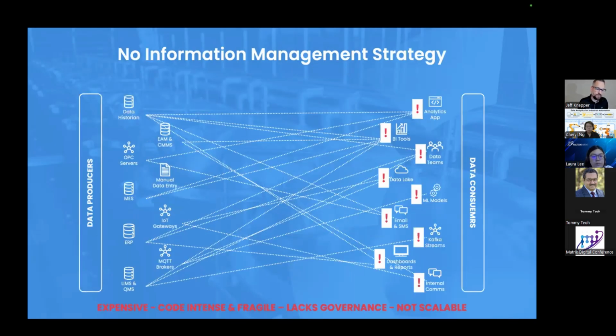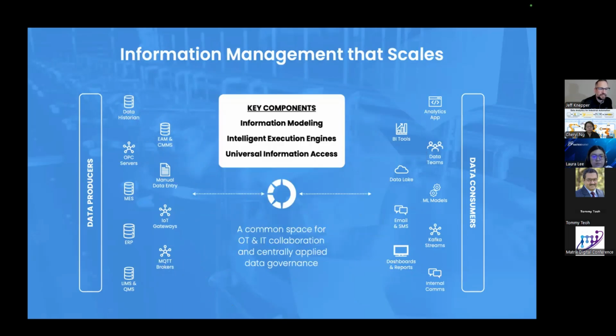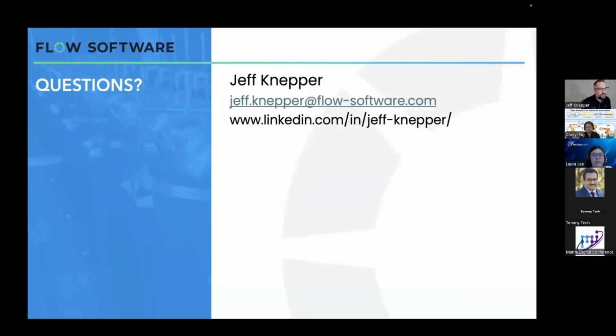It's simple. If we continue to do things the way we've done them for 30 years, we won't fix the problem. But if we look to figure out how to scale our information management, we focus on the 3 key components. We will build one centralized place for that work to live, for OT and IT to collaborate, and to apply that data governance.